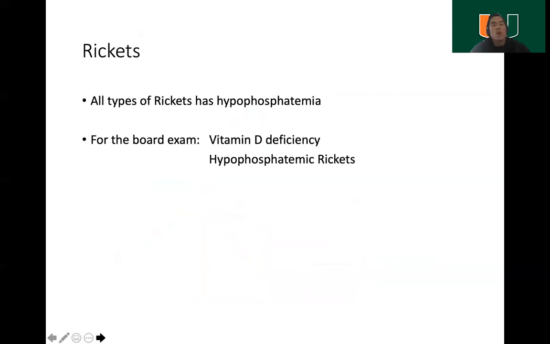Again, all types of rickets have hypophosphatemia. It doesn't matter what it is, you must have low phosphorus before you start seeing rickets. Hypocalcemia alone does not cause rickets. We saw that in hypoparathyroid patients, they do not develop rickets, because they have high to normal phosphorus levels. Now, there are different types of rickets. There are two types that you want to review for the board exam: vitamin D deficiency rickets and hypophosphatemic rickets.